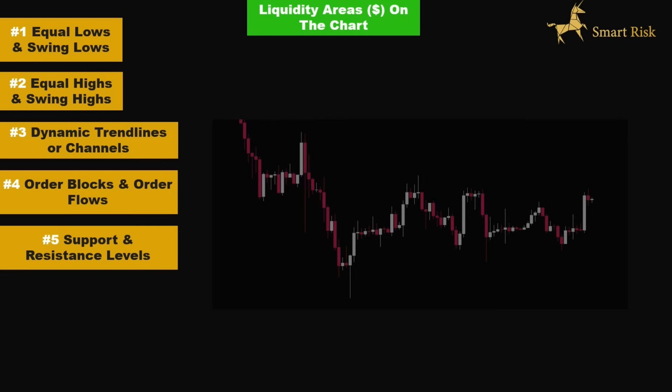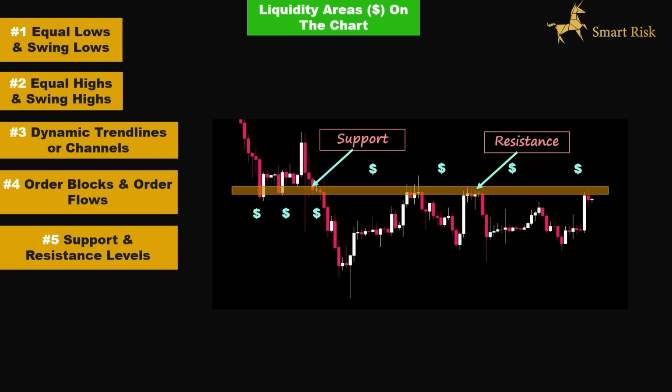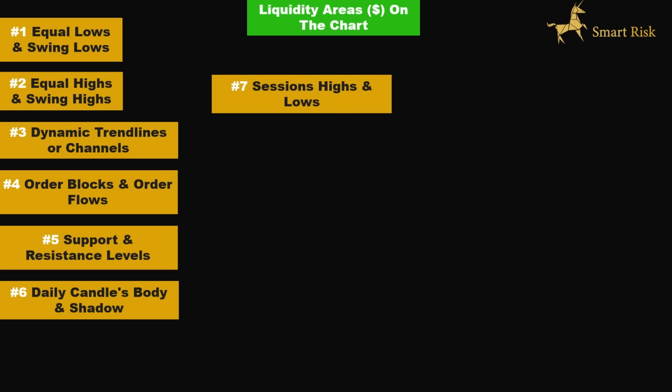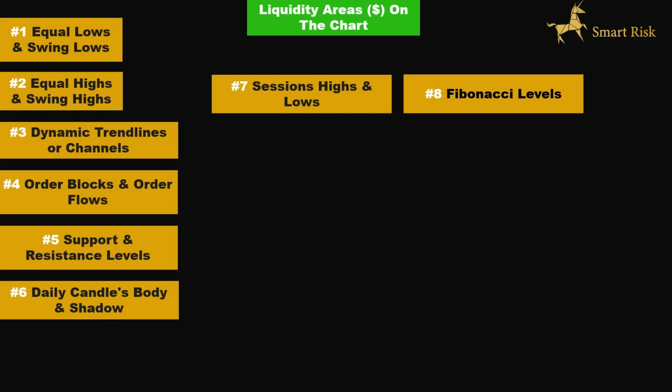Support and resistance levels. Price levels that have previously acted as support or resistance often attract market participants, making them potential liquidity areas. Daily candles body and shadow. Liquidity can be present near the body or shadow of daily candles, as these areas reflect price rejections and trading activity. Session highs and lows. High and low points of trading sessions can represent liquidity zones due to increased trading activity and participant involvement. Fibonacci levels. Traders often look for liquidity around key Fibonacci retracement or extension levels, as these levels are commonly monitored and traded by traders. Now let's switch to the real chart and see some examples of liquidity on the price chart.